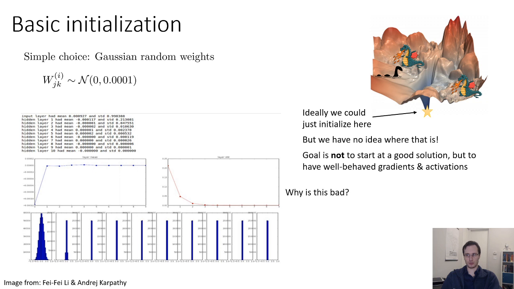Now, why are we concerned about this? Why is this bad? Well, this is bad because if you recall the formula for the derivative of one of these linear layers, it's going to be delta times the activations of that layer transpose. So if the activations are 0, then the gradients are 0. And if the gradients are 0, then you're not making any progress.